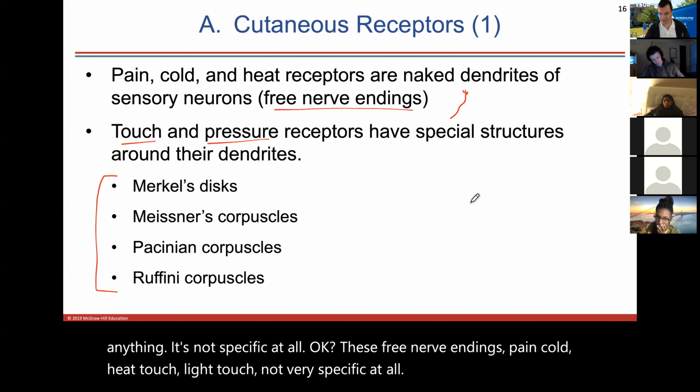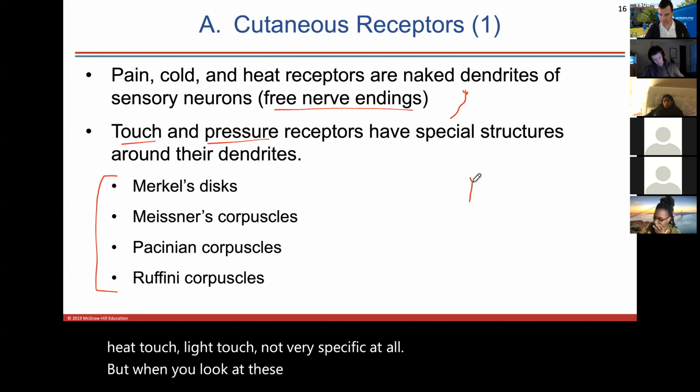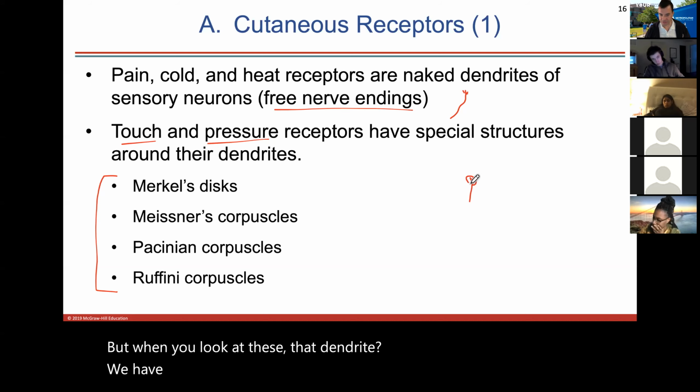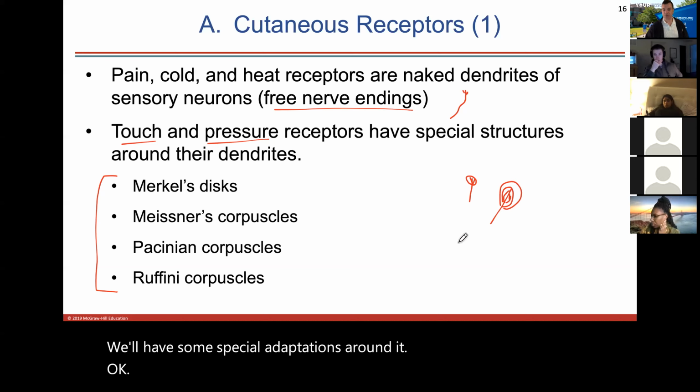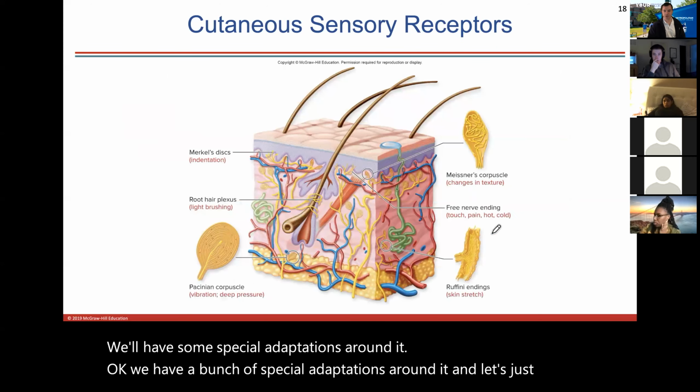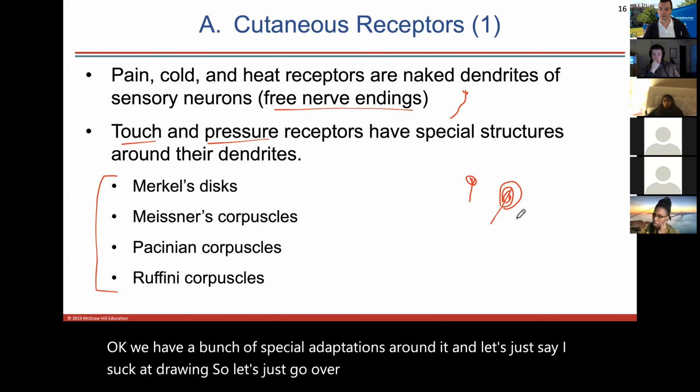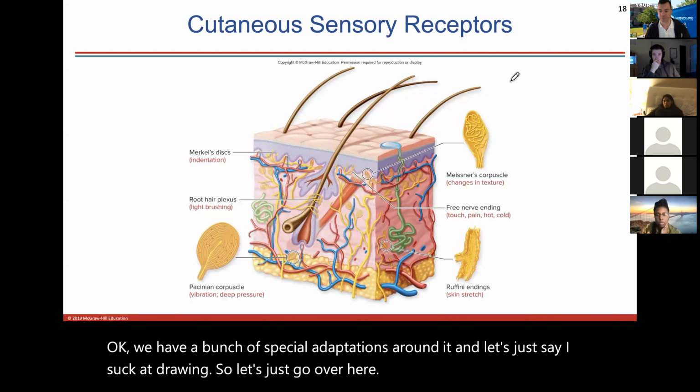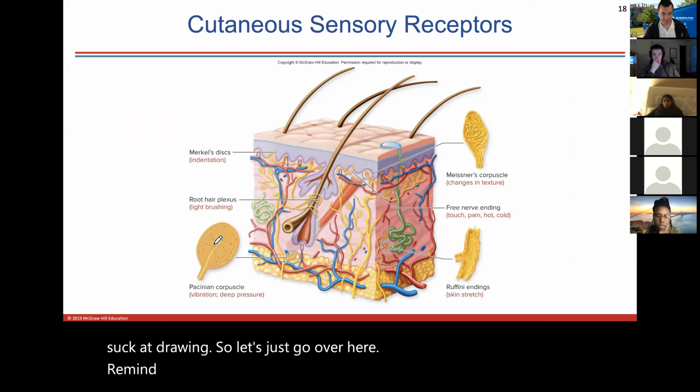When you look at the others, that dendrite will have some special adaptations around it. We'll have a bunch of special adaptations around it. I suck at drawing, so let's just go over here. Okay. Where am I at? There we go. And here you can see free nerve endings is the free nerve ending.